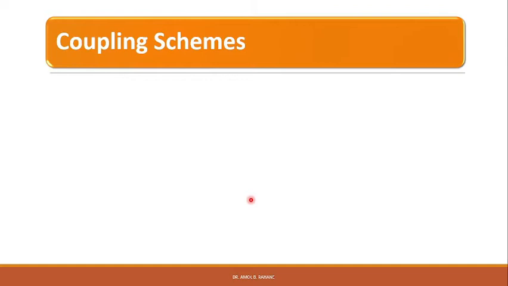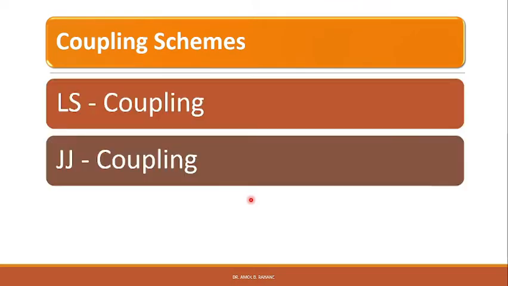Let us consider the contribution of two or more electrons in the outer shell of an atom to the total angular momentum of the atom. There are two methods in which we can sum up the orbital and spin momentum of the several electrons. They are called as coupling schemes. So, first one is the LS coupling and another one is the JJ coupling. Let us see one by one.